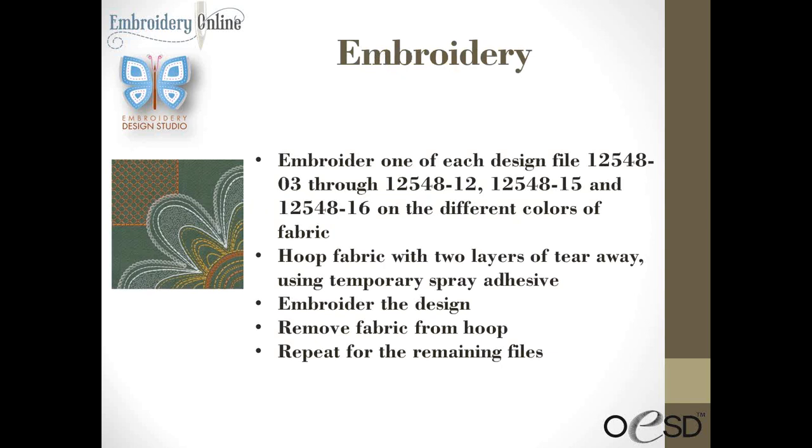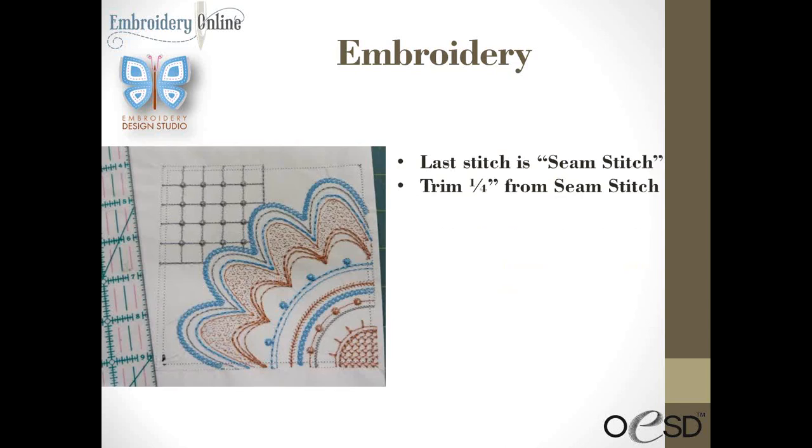For our embroidery, we will embroider one of each of our design files, number 1254803 through 12548-12, also 1254815 and 1254816 on the different colors of your fabric. We'll hoop our fabric with 2 layers of tearaway using our temporary spray adhesive. Embroider the design. Remove your fabric from the hoop and we'll repeat for our remaining fabrics or add files.